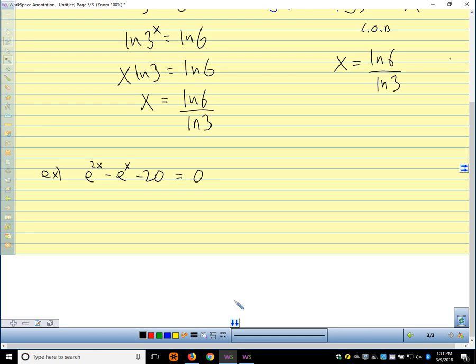All right. Well, this one's a little different. We don't just have one exponential function. We have two exponential functions, but one is e^(2x) and one is e^x. What are we going to do here? What is it, Gabby? We factor.